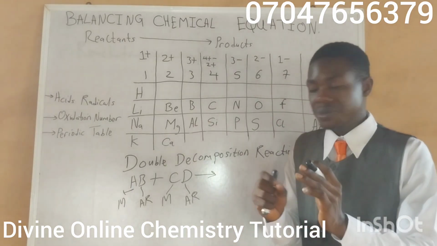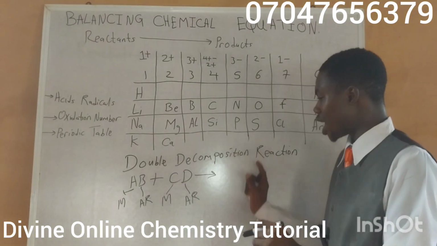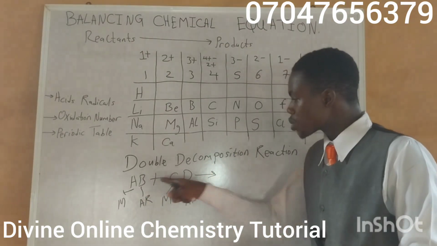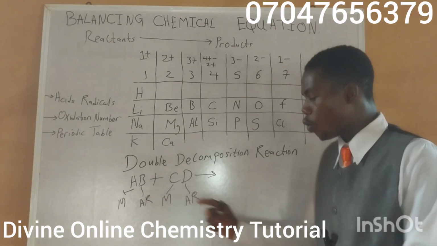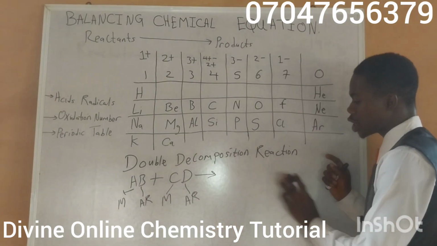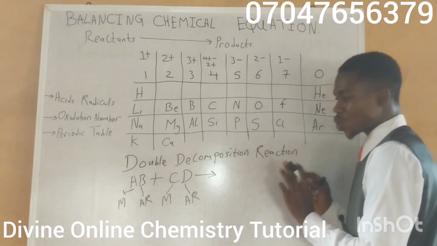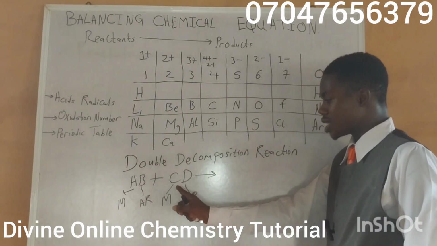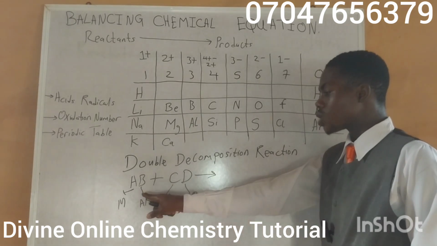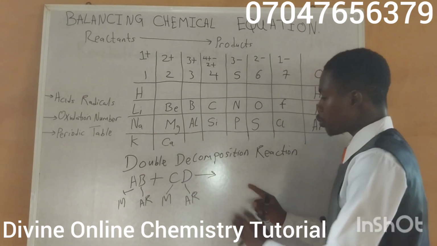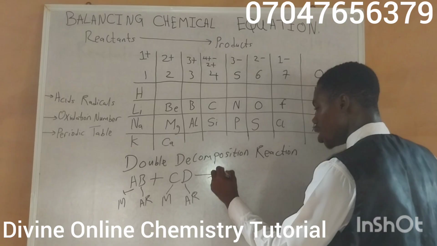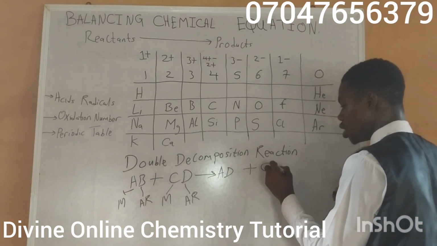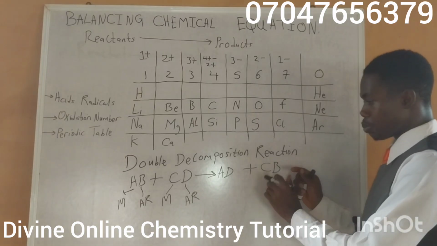Now in balancing of chemical equation under double decomposition reaction, there's always an exchange of acid radical in the reactant side for the particles on the product side to be formed. So the acid radical of this A will switch to the acid radical of this C, while the acid radical of this C will switch to the acid radical of this A. So the product to be formed will be AD plus CB.